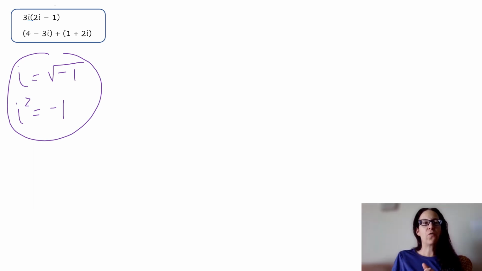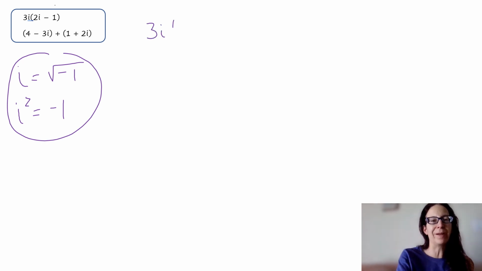So for the first one, we have 3i times 2i minus 1. You can do this with the area model, but most of you probably wouldn't bother to because it's a super boring rectangle. You would just distribute: 3 times 2 is 6, i times i is i squared, minus 3i.